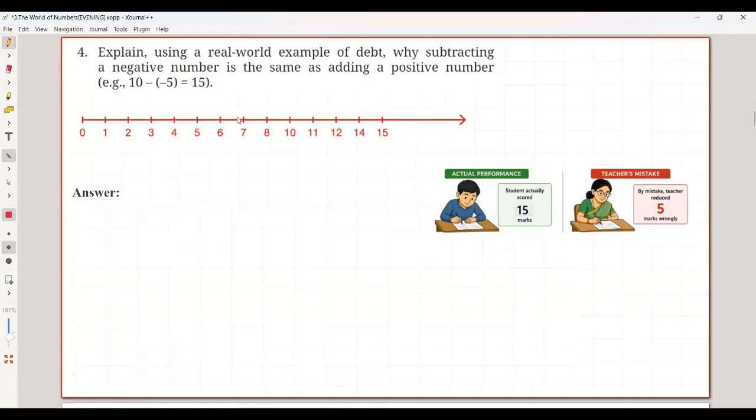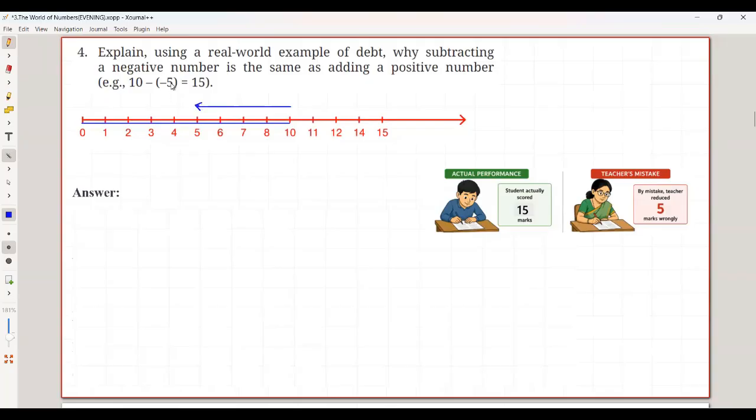First I'll explain with the number line. First is given 10, which means plus 10. From 0 to 10, we're going in this direction. Next, minus 5. Minus 5 means we'll be coming in the opposite direction, up to 5 units. This is for only minus 5.